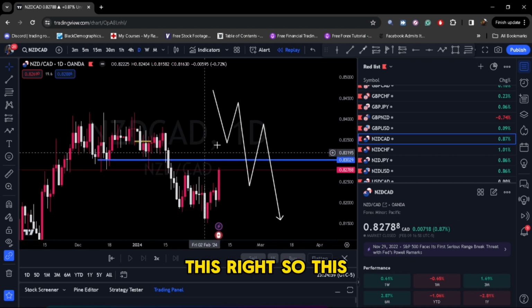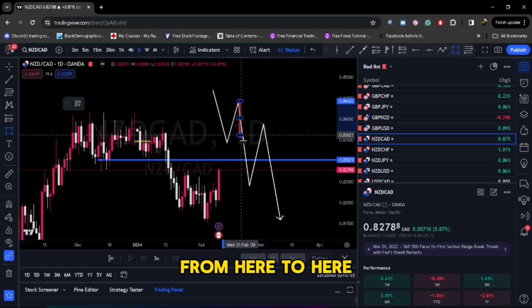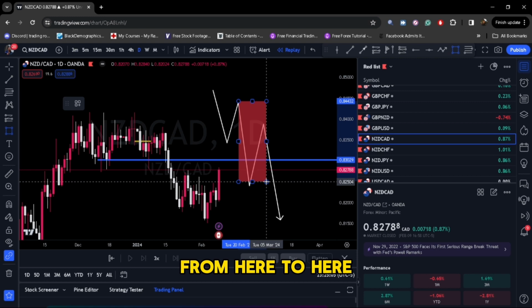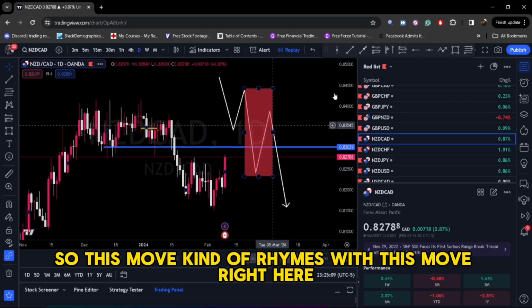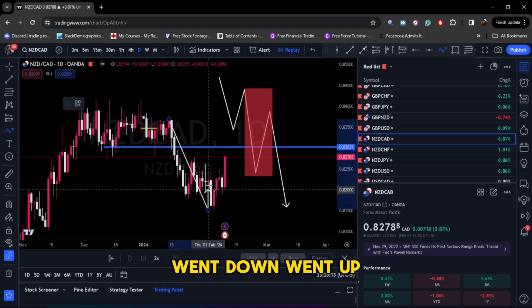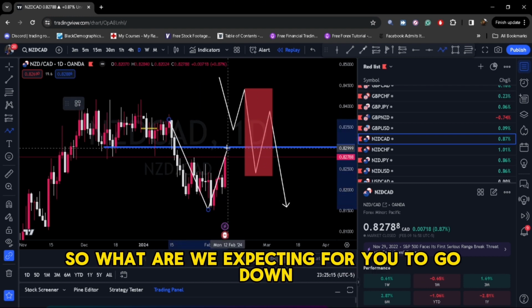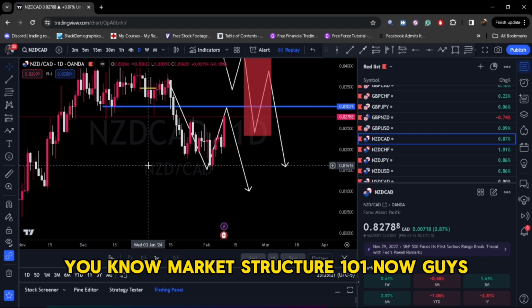This, from here to here. So this move kind of rhymes with this move right here. If you notice, it literally came from here, went down, went up. So what are we expecting? For it to go down. This is basically market structure 101.